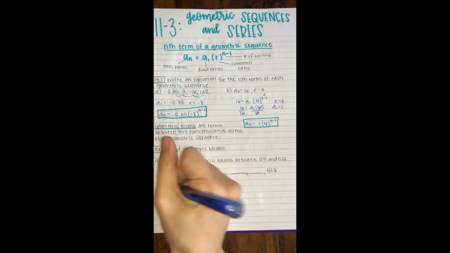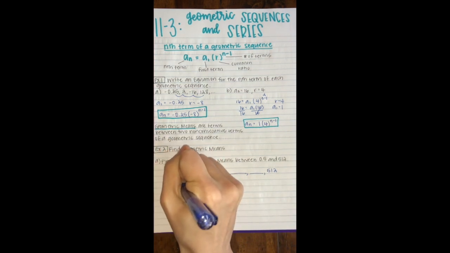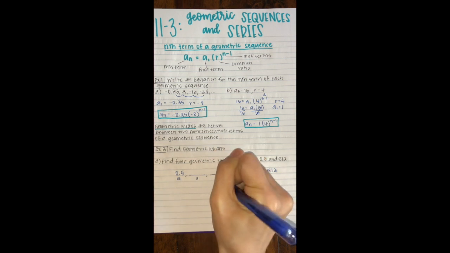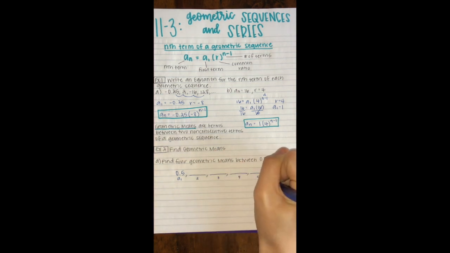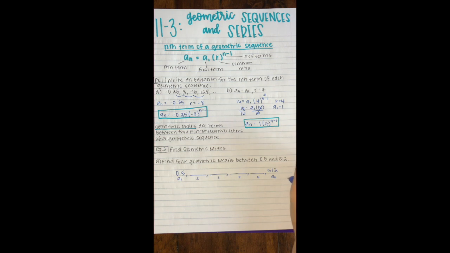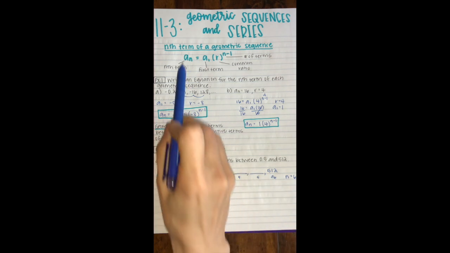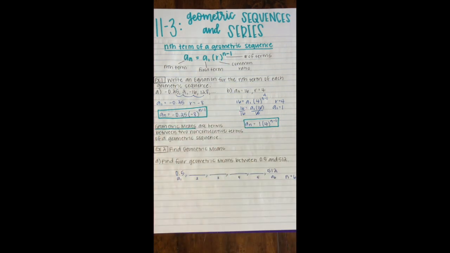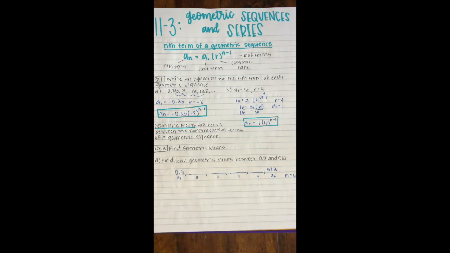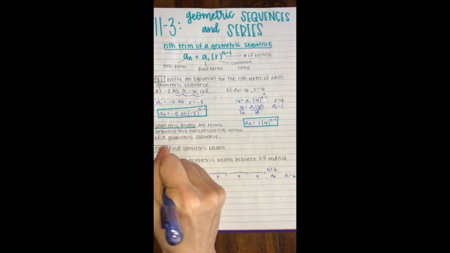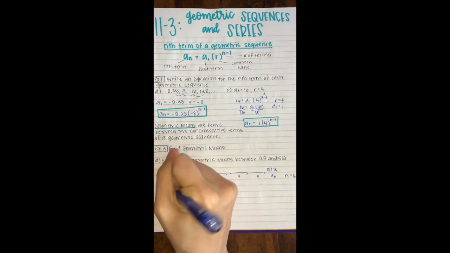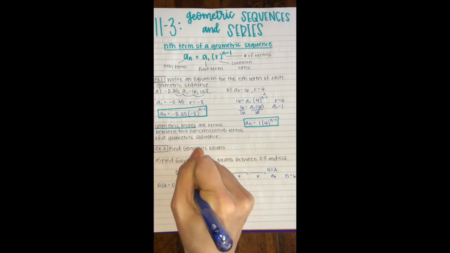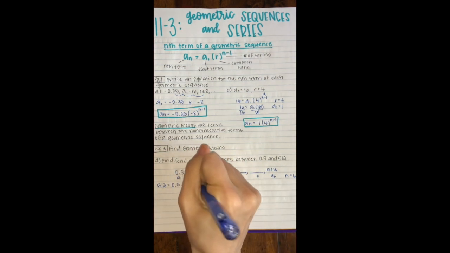Well, what we know is that this is a_1. So a_1, and then 2, 3, 4, 5. So that's a_6, and that would mean that n is 6. So we need to plug in a_1, a_n, or a_6, and 6 into our original equation because we've got to find that common ratio so that we can multiply and keep finding those blanks. So a_n, or a_6, is 512 equals a_1, 0.5, times r raised to the n, 6 minus 1.